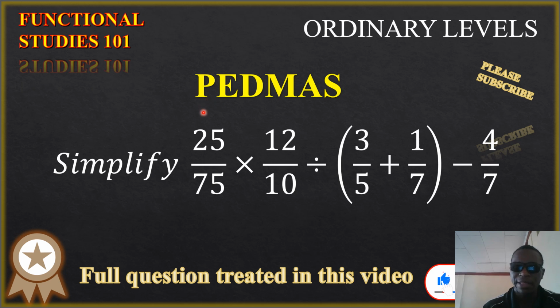In the expression PEDMAS, P stands for brackets or parentheses. That's the right word, parentheses. These brackets you see here like this are called parentheses. E stands for exponents or index, the powers. Then D stands for what? Division, and M stands for multiplication, A for addition, and S for subtraction.